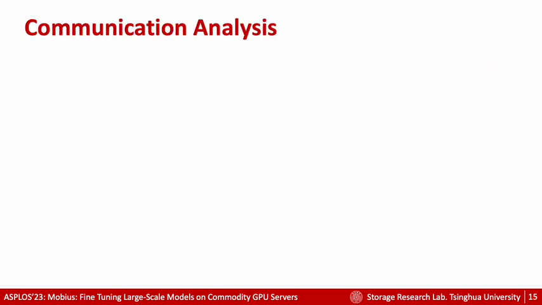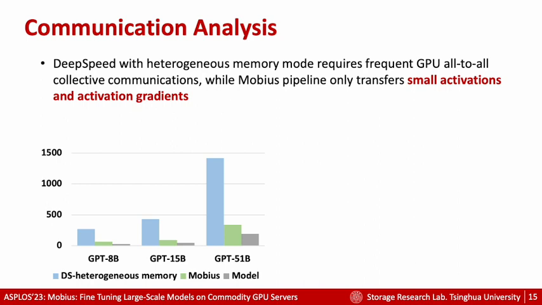To verify that Mobius solves the communication problems on commodity GPU servers mentioned before, we collect communication traffic and bandwidth statistics. For communication traffic, DeepSpeed with heterogeneous memory mode needs to transfer 7.3 times the data of a model, while Mobius only transfers about 1.8 times the data of a model. This is because DeepSpeed with heterogeneous memory mode needs frequent collective communication to synchronize the training results between GPUs, while Mobius only needs to transfer a small amount of activations between GPUs.